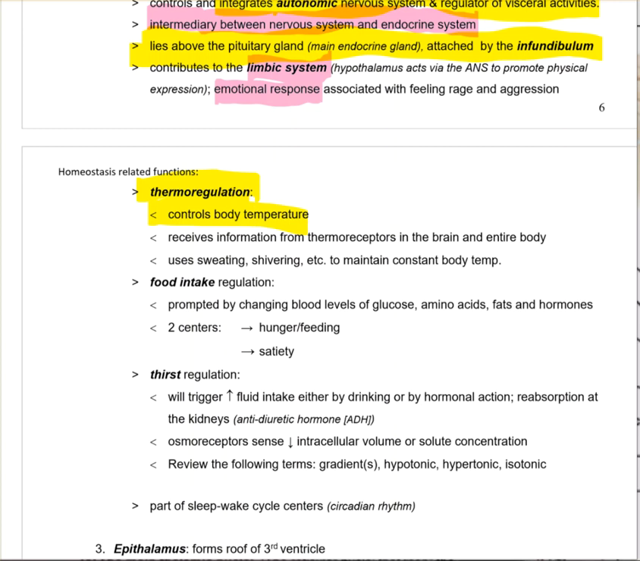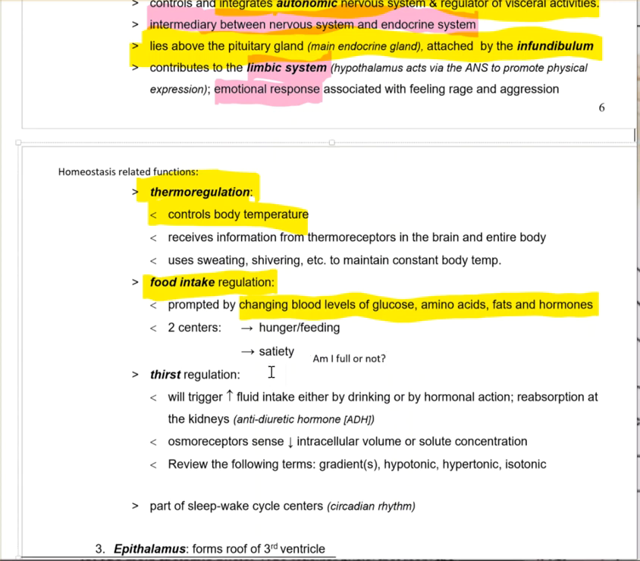Okay? The second one is food intake regulation. It's going to look at changing blood levels of certain foodstuffs like glucose, amino acids, fats, fatty acids, glycerols, and also looks at hormone levels, and it's going to decide whether we need to eat more or less food. So there's really two centers. There's a hunger feeding center, and then there's a satiation center, and that really is kind of asking the question, am I full or not?